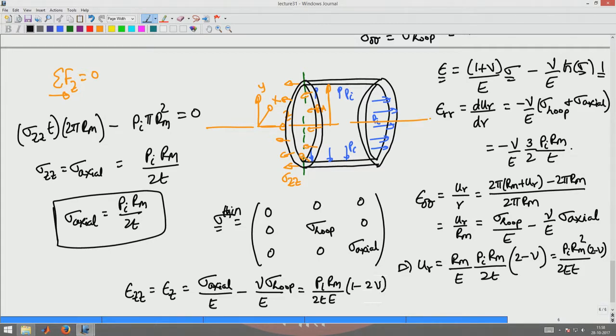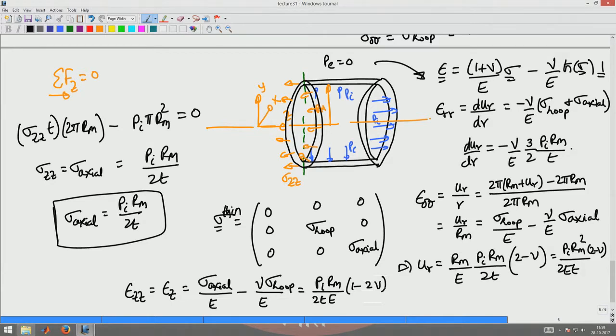In all this I assumed the external pressure to be 0 in these cases. So, up to the constitutive relation the relationship remains the same, but afterwards, to find the expression for ur and dur by dr, I assumed Pe to be equal to 0 in these derivations.